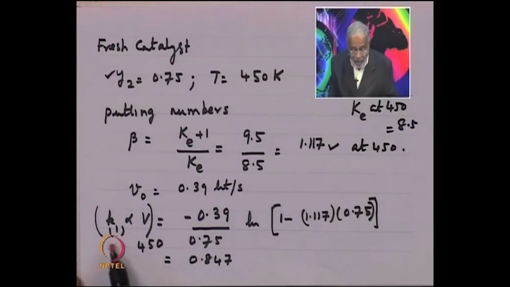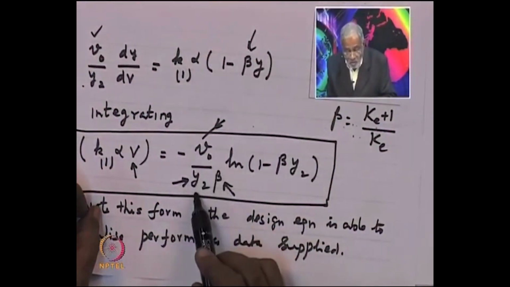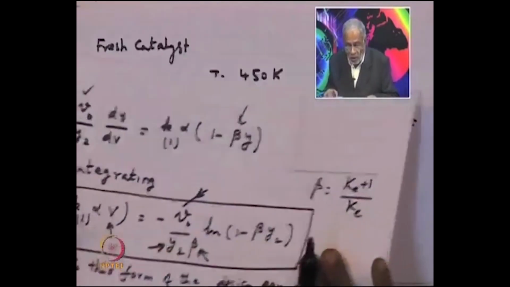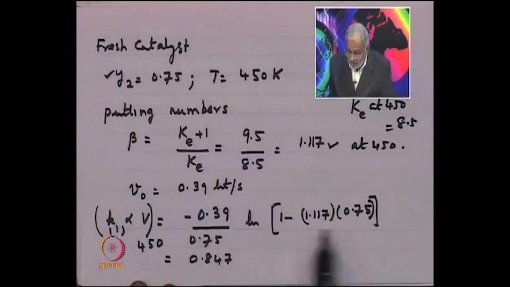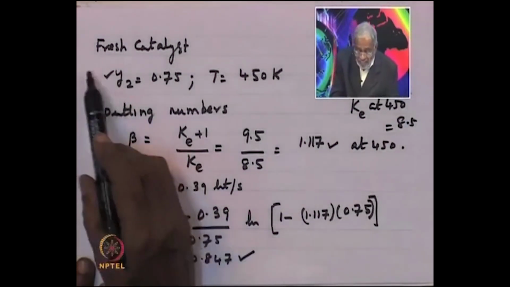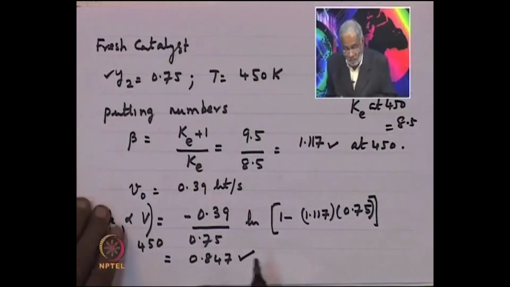So, we are able to calculate the value of K1 alpha V at 450, because all the terms on the right hand side are given: V0 is given, Y2 is given, beta is given, everything is given. You can substitute and calculate the value of the right hand side, which comes out to be 0.847. So, for the fresh catalyst, K1 alpha V we have found out as 0.847.